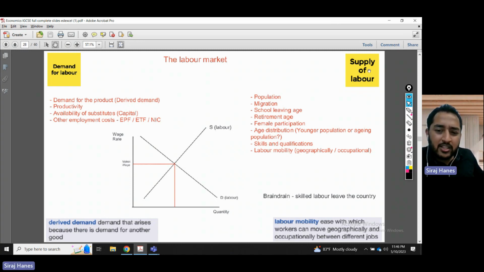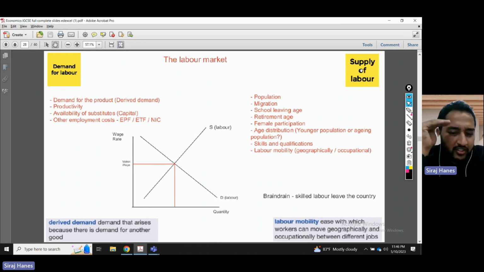Supply of labor, what determines the supply of labor? The population. More population, more people to work. Migration, that is immigration, people coming in, or emigration, people going out. Migration would indicate that the more people that are available in our country to work, the more the supply of labor. School leaving age. If your school leaving age is 18, all right, there's so much labor from 18 onwards. But if the government drops that to 16, that means there's even more labor.